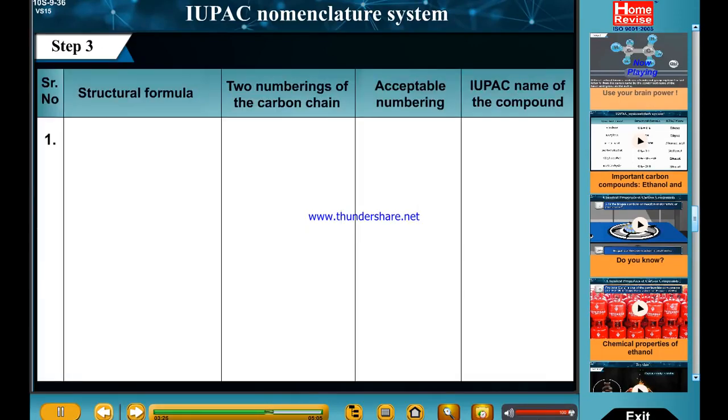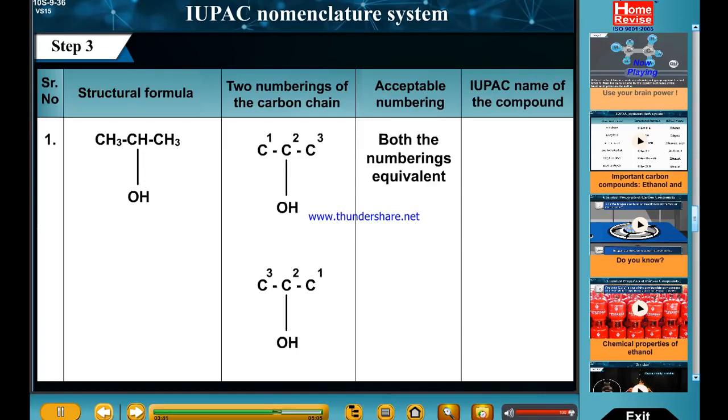1. Structural formula is CH3CHOHCH3. These are the two ways of numbering the carbon chain. Acceptable numbering? Both the numberings are equivalent. IUPAC name of the compound is propan-2-ol.